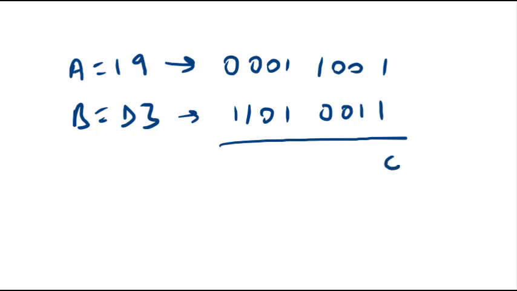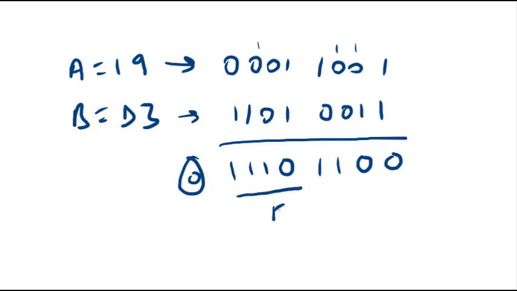1 plus 1 is 0, carry 1. So this is 0, again carry 1. So this is 1, this is 1. 1 plus 1 is 0, carry 1. So this is 1, this is 1, this is 1. So we are not getting any carry at the last. Carry is 0, and this is E, and this is C. So the result is verified.